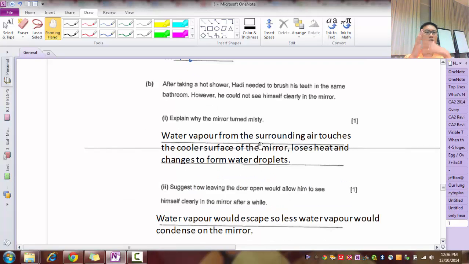So when you open the door after a while, leaving the door open, it will cause the mist to go away. Why? Because the water vapor would then be able to escape. So then the less water vapor or no water vapor would condense on the mirror. Okay, so basically, yeah, that's the whole reason why.